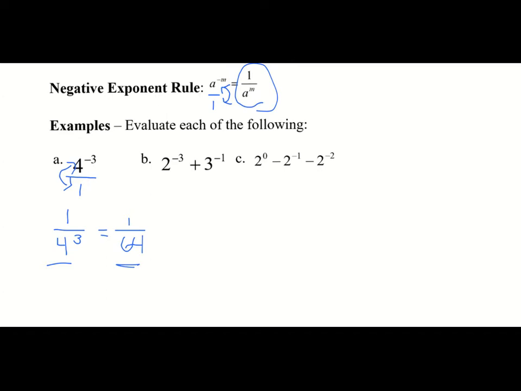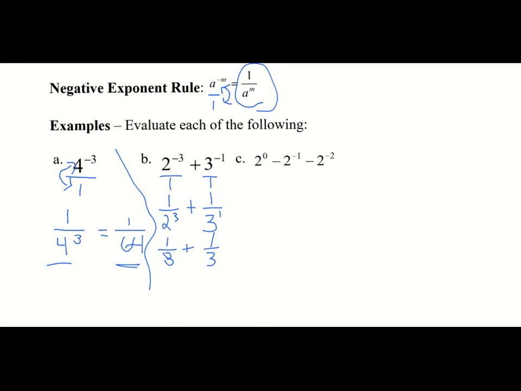All right, let's take a look at B. Okay, I have 2 powers, both with negative exponents, so I am going to flip both. So it's going to become 1 over 2 to the third power plus 1 over 3 to the first. Now, I could put that 1 there, but I don't really have to. Now, we do have a math problem here where I have to add fractions. So I am going to make this 2 to the third power, 2 times 2 times 2 is going to give me 8. So 1/8 plus 1/3. And we can simplify that and evaluate it.